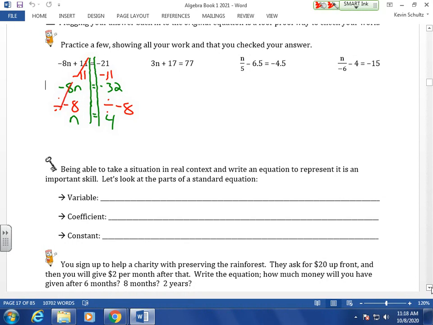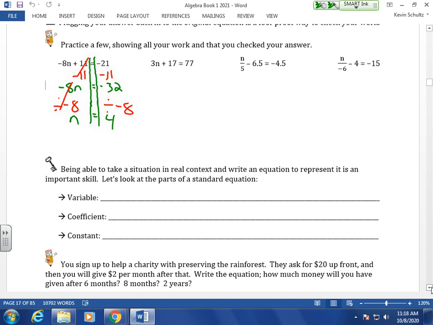How does dividing by -8 cancel those out if we don't get 0? Bridget. They magically cancel out. But mathematically, what's really going on here?